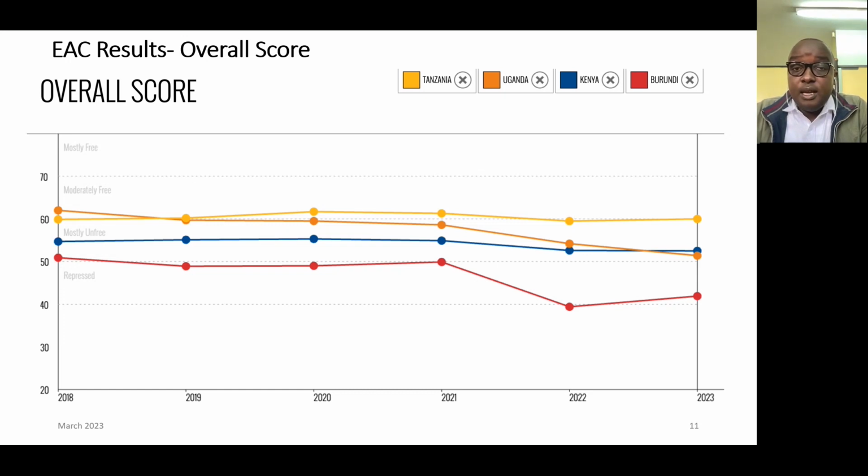For Tanzania, it still remains the leader if you compare the four countries together, but its performance has remained constant, with some improvements in 2019, but some declines in 2020 and 2021. The overall picture is that if you look at what you'd consider the shining stars of EAC, with the exception of Tanzania, the other three are in the mostly unfree and the repressed category. So it means a lot of effort is needed to change the pathway.